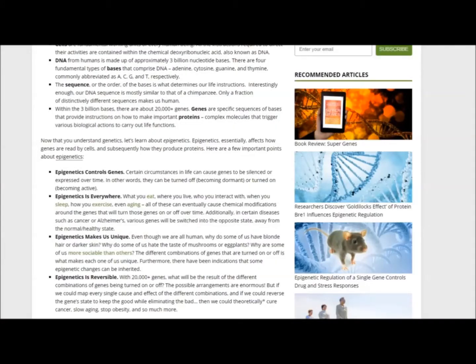So again, it's the environmental influences which modify gene function. For example, what you eat, where you live, who you interact with, when you sleep, how you exercise, even aging can cause chemical modifications around the genes, which will turn the genes on and off. So in certain diseases such as cancer or Alzheimer's, various genes will be switched in the opposite state away from the normal healthy state.